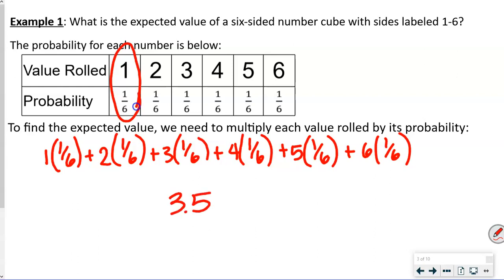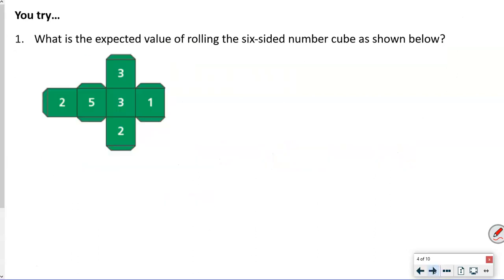That's your answer. Okay? So now I'd like you guys to try this problem. Go ahead and try it. Come back to me when you're done. If you get stuck, you can obviously come back to the video. So on this one, it says, what's the expected value of rolling a 6-sided number cube as shown below?